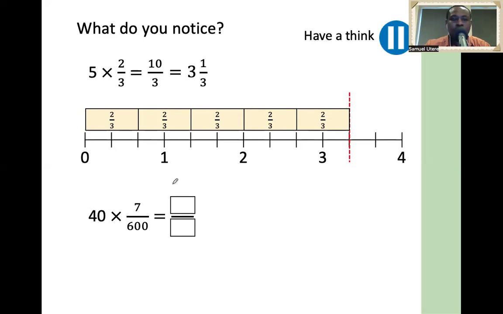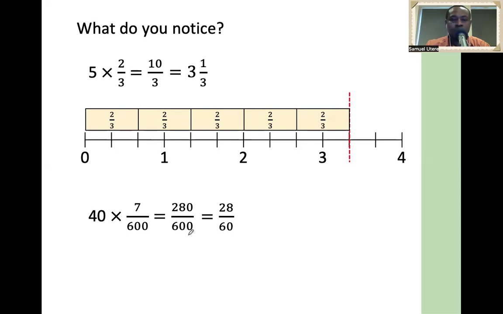What about 40 times 7 over 600? Well, we'll do the same thing. We know the pattern is the same. So the denominator will stay as 600, but the numerators, we can multiply them. So 40 times 7 will be 280. But let's simplify it and see what we'll get. We see that we can divide by 10, the numbers end in 0. We'll get 28 over 60. And we can divide further by 4, the highest common factor. And that will give us 7 over 15 as our fraction.